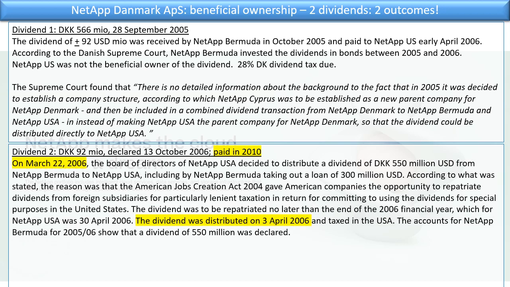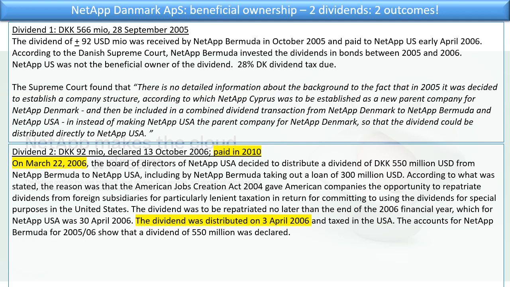So the court says, on March 22, 2006, the board of directors of NetApp US decided to distribute a dividend of $550 million from NetApp Bermuda to NetApp US, including by NetApp Bermuda taking out a loan of $300 million, so that you could actually make the payment.